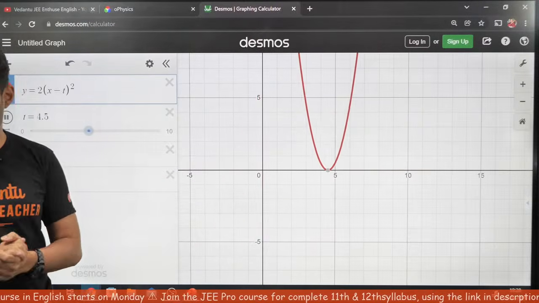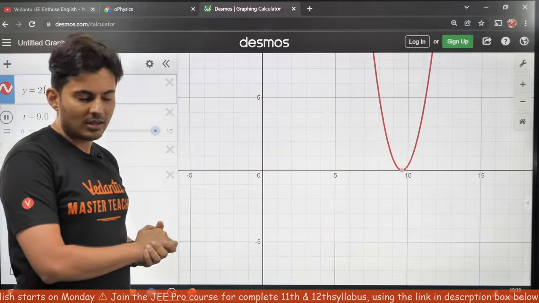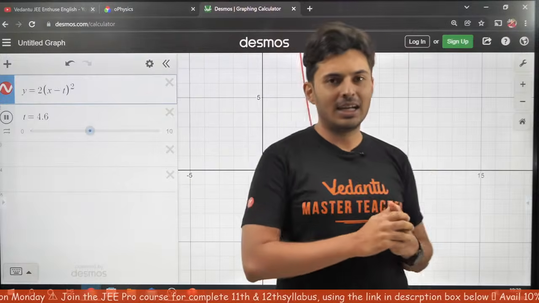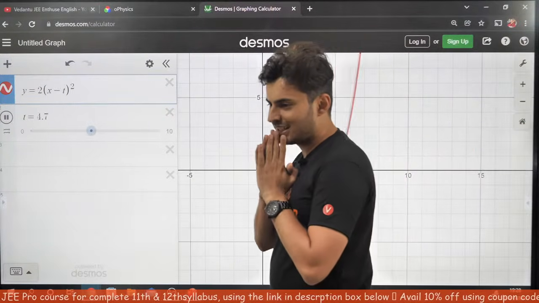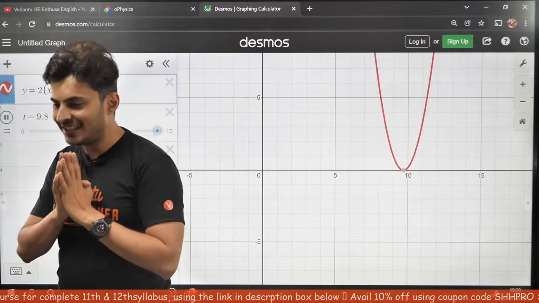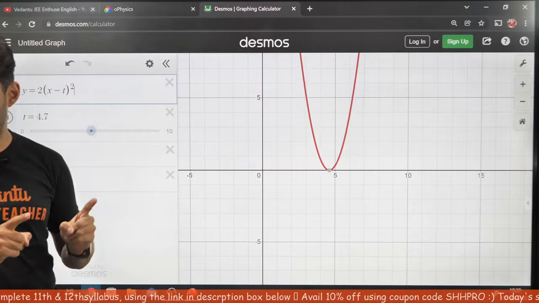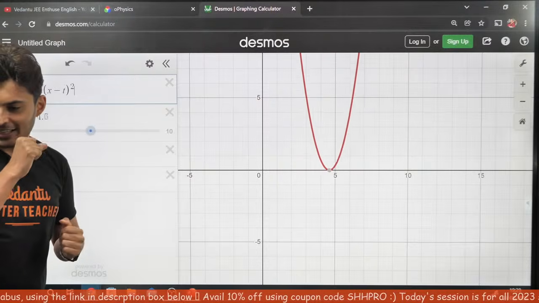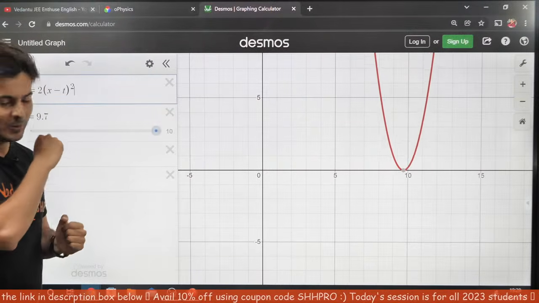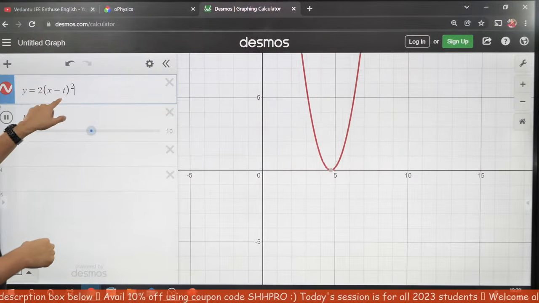Yes or no? Put it up in the chat box. Hi Abhishek. Is this now looking like a moving wave? Does it? Yes, it does. Very good. Excellent Dakshin. Very good Karthikeyan, Ayush. Very good Kailash.